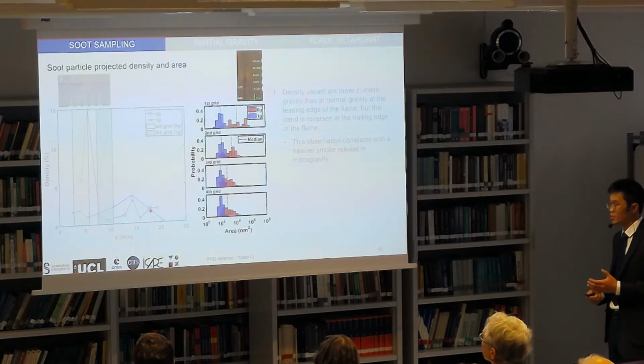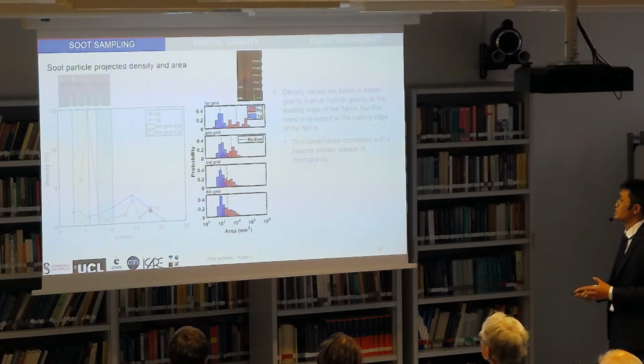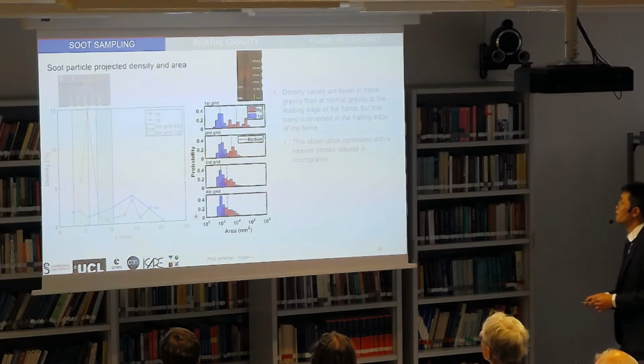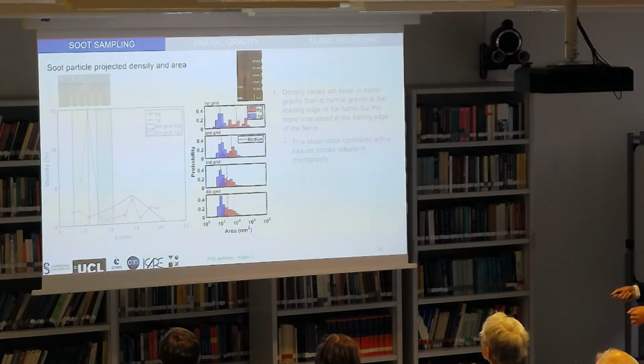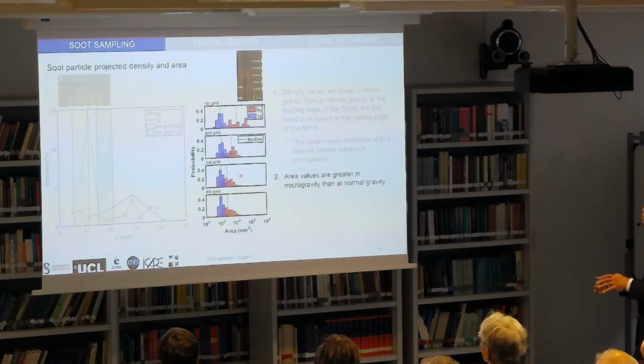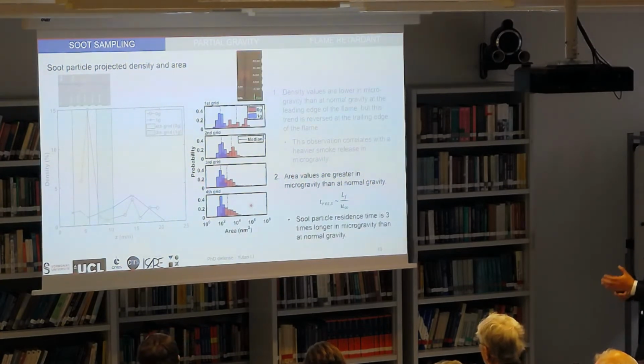And the projected area results can represent the size of the soot particles. The results are represented by histograms, and each plot corresponds to each grid position. So the whole figure here represents the vertical flame. Based on the result of the median values, we can find that the soot particles sampled in microgravity are much greater than at normal gravity. If we estimate the soot particle residence time with the flame length and the flow velocity, we can find that the residence time is 3 times longer in microgravity than at normal gravity.